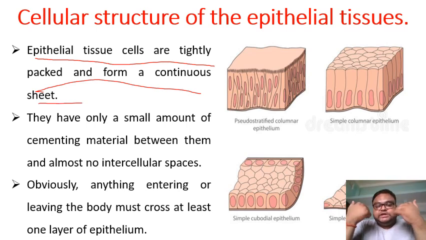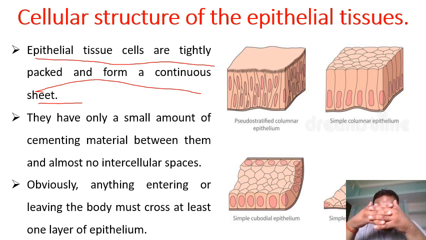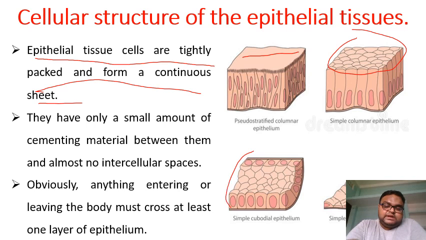By the continuous sheet, what do I mean? I mean that the cells are so densely packed, so tightly packed, that they form a layer. You can see there is one layer here, then one layer here also, and one layer here also.